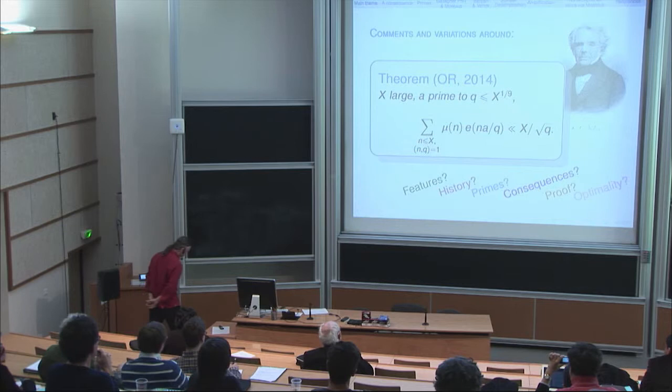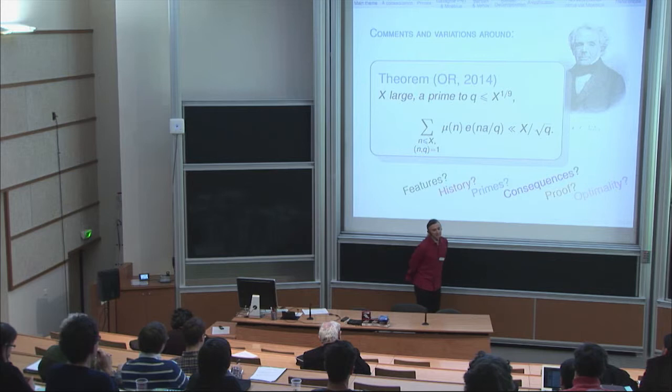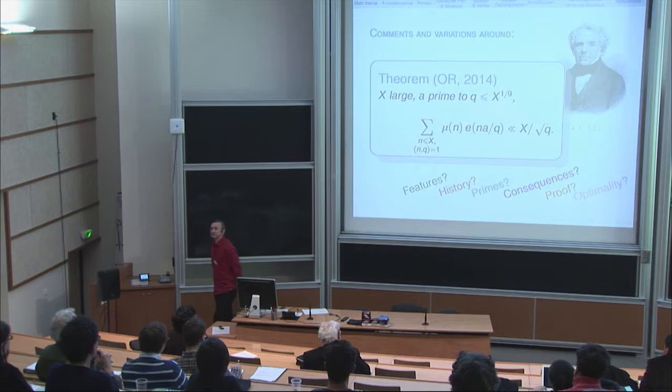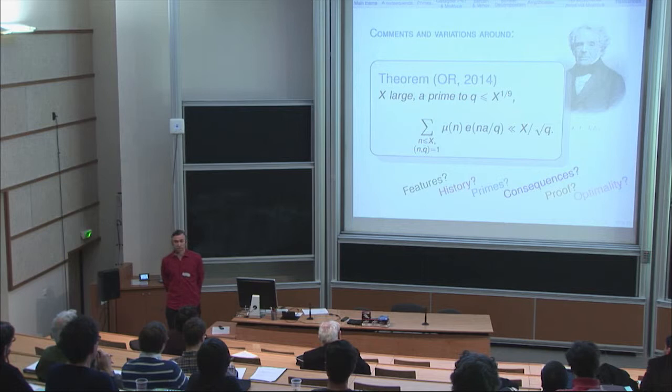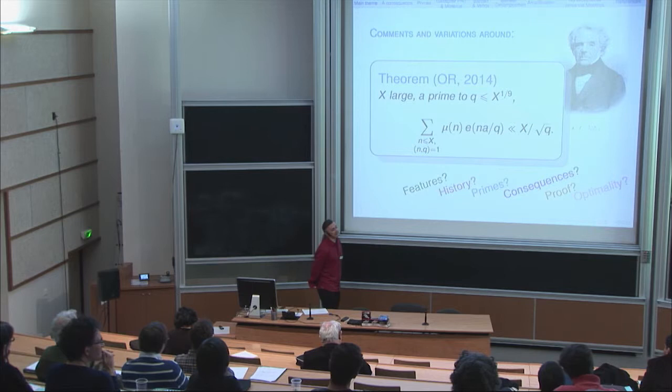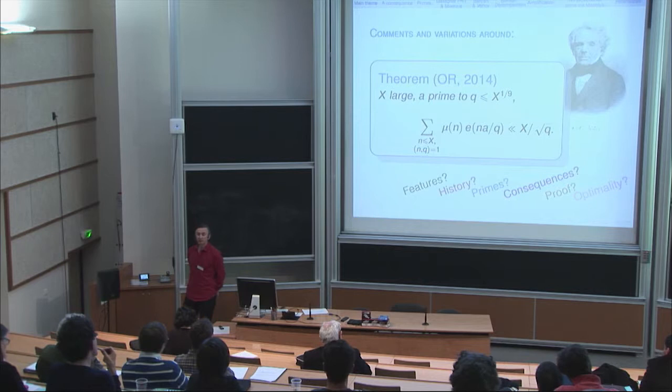So what is the feature of this result? Well, it's x upon square root q, it's not x log x upon square root q. There's nothing in x. The saving is only in q, so it is valid even if q is very small. Another feature is that q can be as large as x to the 1/9. I didn't try to improve on the 1/9. I just wanted to have a power of x. So it's valid till a power of x.